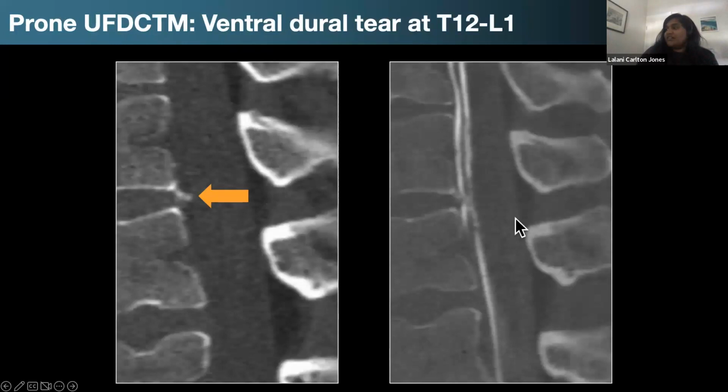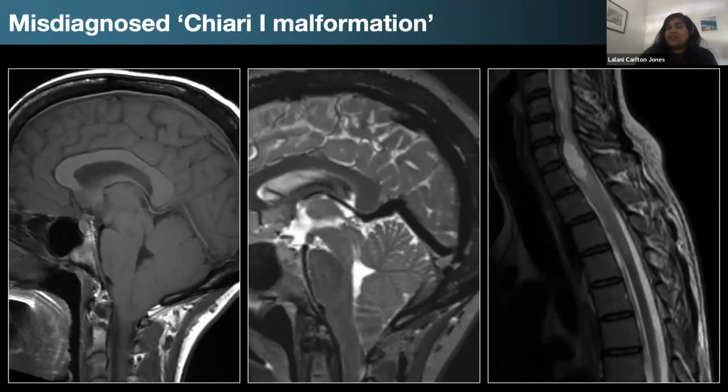This was a patient that came to our center, had been followed up for many years as a Chiari malformation. And actually, she was called a Chiari with a syrinx. She'd come to us from another neurosciences center. They were going to do a foramen magnum decompression, and they asked my opinion on the case.